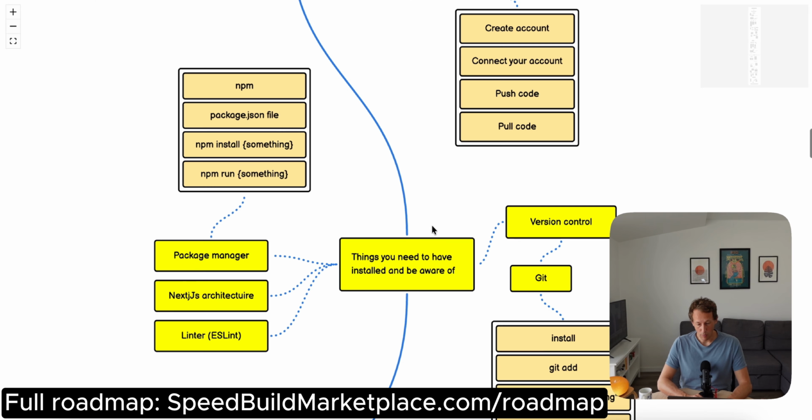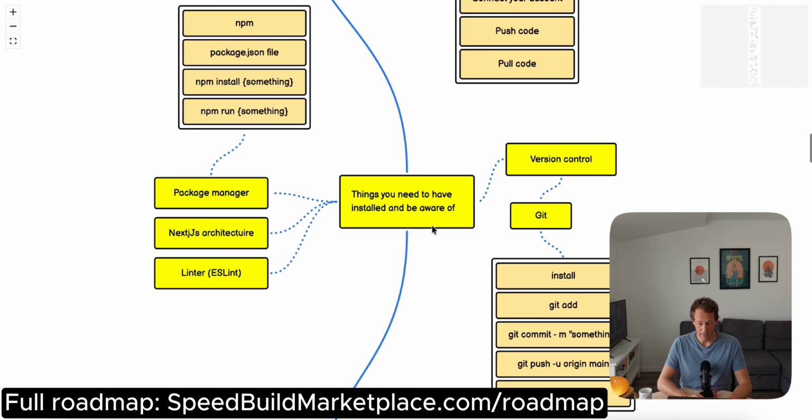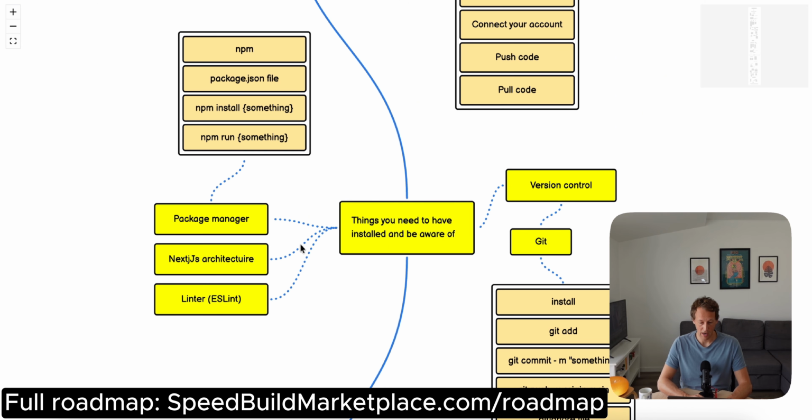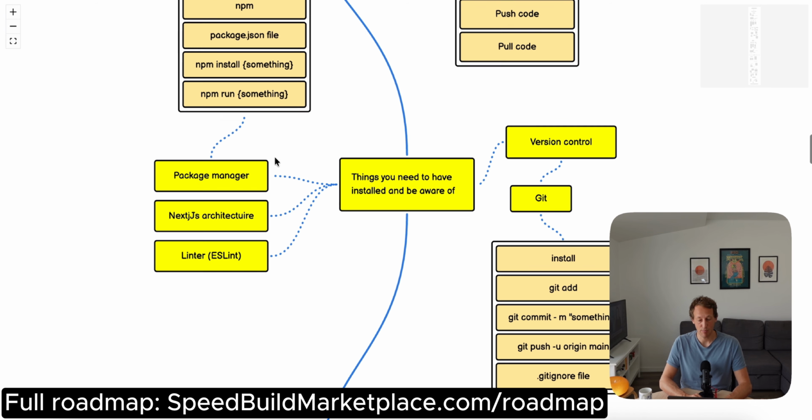And then there are a couple more things that you have to be aware of and have installed. So for instance, you have to have a package manager. So in the course, I explain everything about what is a package.json file, how to install something, how to run something in your terminal. So for instance, like I was doing just before, when I was typing in npm run dev, that is how you start your development server, but you can also do an npm run build or an npm run start. So all of that is being explained.